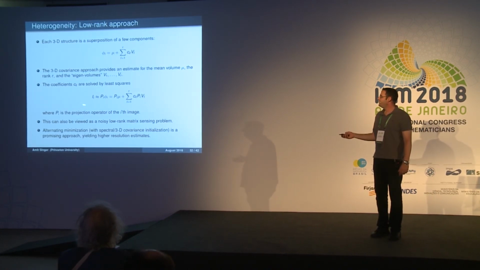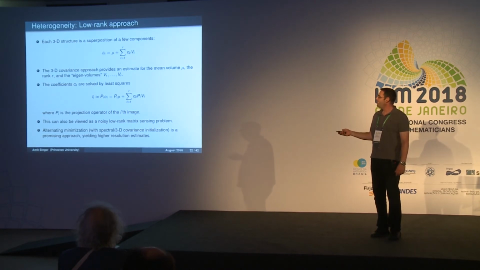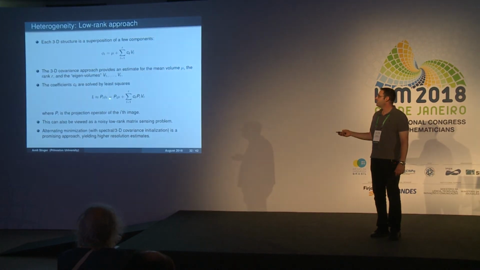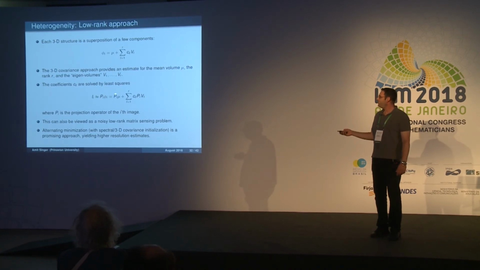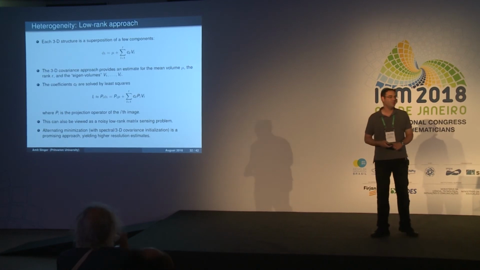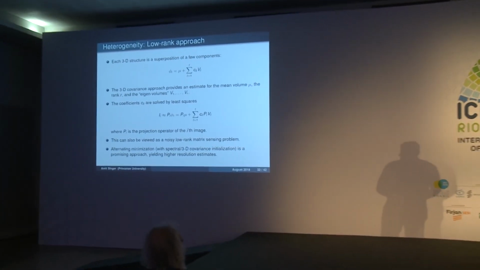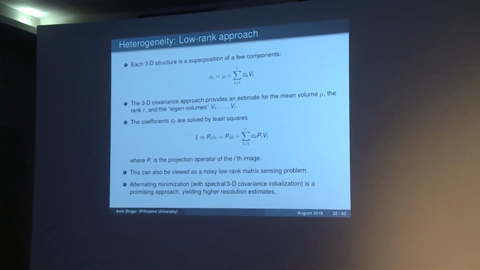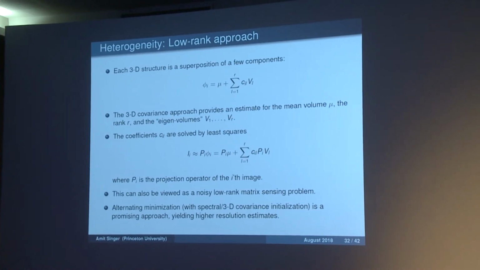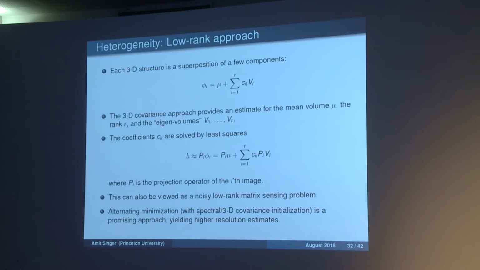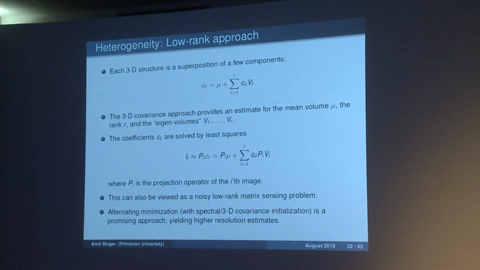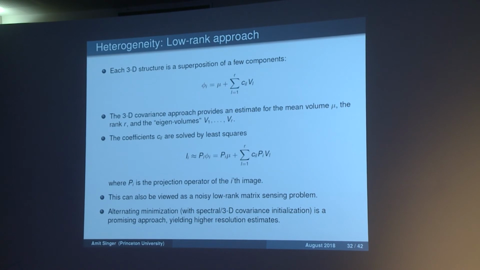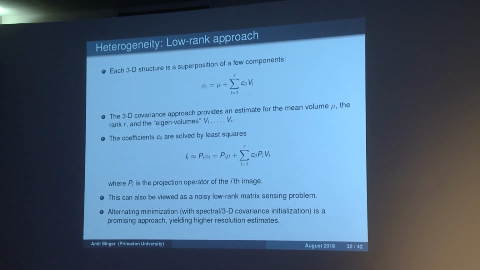And you can realize that what you're doing is a matrix sensing problem by noting that the i-th image is just a tomographic projection of the i-th column. And so what you get is some linear sensing of this column. And from those linear measurements, what you're trying now to estimate is the low-rank matrix, but it's a very noisy version of the low-rank matrix completion problem. And we've seen that alternating minimization works quite well for the problem, but you have to initialize it carefully. And initialization comes from a spectral method that goes to the 3D covariance method that I skipped before.